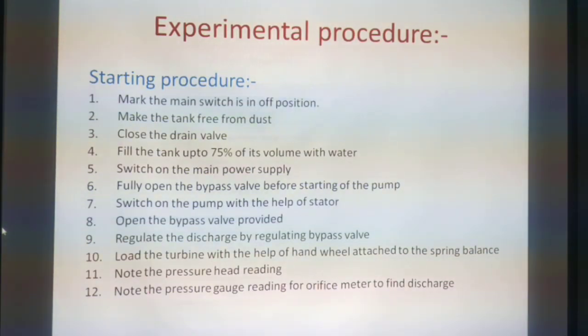Next, close the drain valve. Next, fill the tank up to 75% of its volume with water. Switch on the main power supply. Fully open the bypass valve before starting the pump. Next, switch on the pump with the help of the starter. Next, open the bypass valve provided. Next, regulate the discharge by regulating the bypass valve.